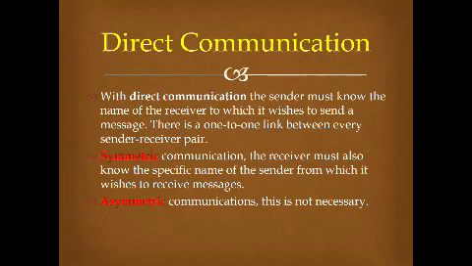Direct communication means the sender must know the name of the receiver to which it wishes to send a message. The sender selects the receiver to which it needs to send the message, and there is a one-to-one link between every sender and receiver, so they can communicate directly. In symmetric communication, the receiver must know the specific name of the sender from which it receives the message, so it is similar to direct communication. But in asymmetric communication, there is no necessity for the receiver and sender to know each other. So the one-to-one link establishes the direct communication.